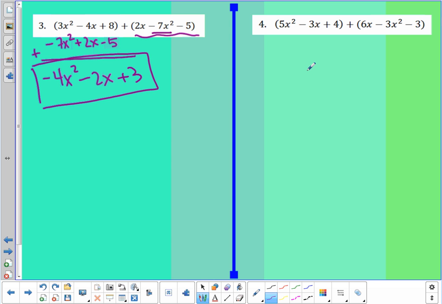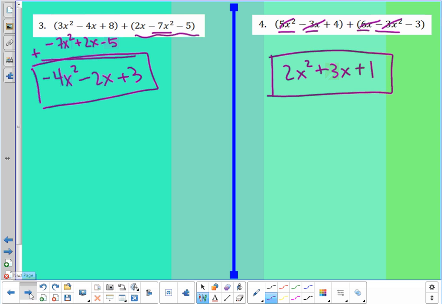In number 4, if I go just straight across, I look at the 5x squared and the negative 3x squared. Those are my like terms. So the negative 3x squared is not in front here. This whole second polynomial is not in standard form. So I need to be really careful that I'm putting my like terms together and just not automatically putting the first two things together. So I have negative 3x squared, 5x squared, that's 2x squared. Those are done. Then I have negative 3x and 6x. Negative 3 plus 6 is 3, so plus 3x. Those are done. And then I have 4 minus 3, which is 1.